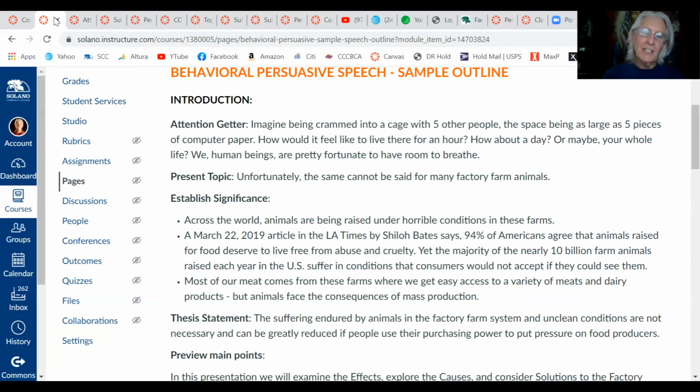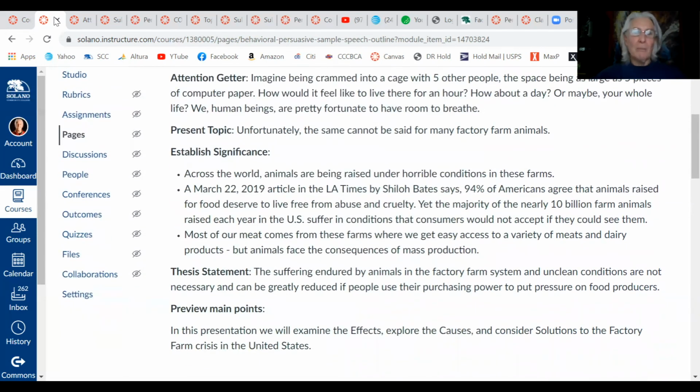So with attention getters, especially with a persuasive speech, use an actual story of somebody who was hurt by the problem you're going to address. Great way to start a speech. Then you have your topic presentation, your topic sentence, just like you did with the informative speech. Also want to make sure that you establish your significance. And remember, first source citation is in the significance. And notice here with the source citation, I've got the date, the full date.